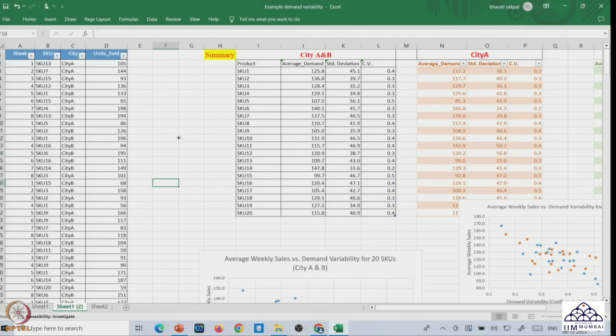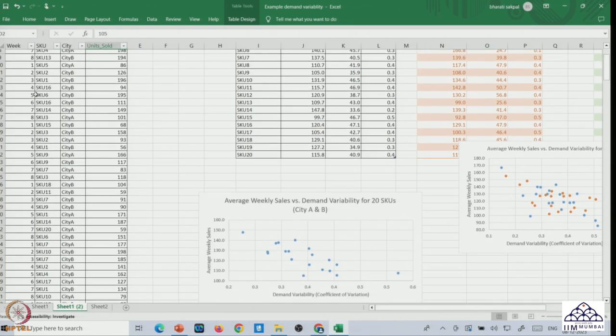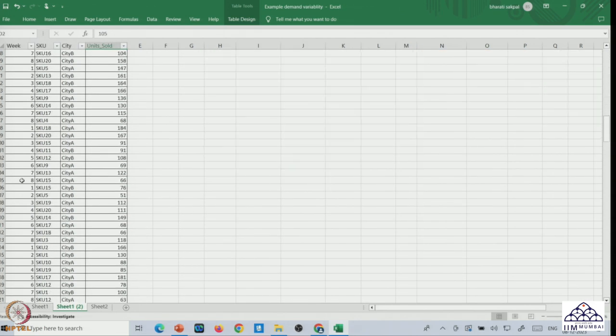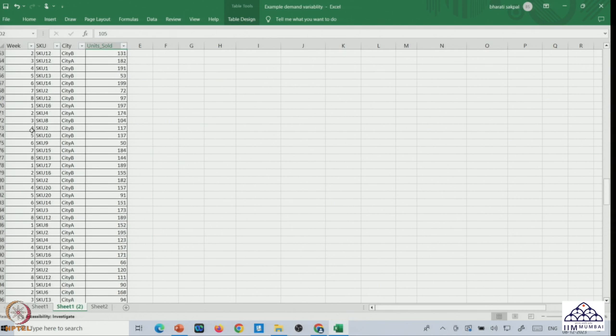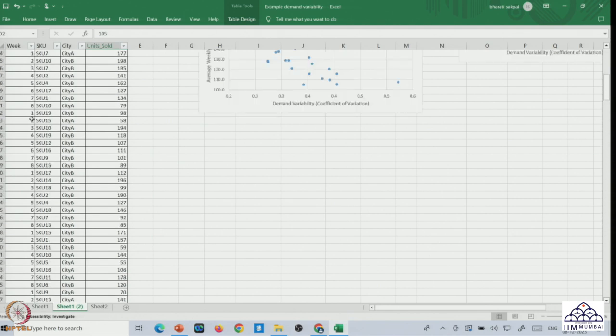As you can see from this Excel sheet, this is your raw data, and as you can see from here, this is the data for the first 8 weeks, and it indicates which SKU is used in which city and what is the volume of that particular SKU. The same exercise is done for the last 8 weeks, and you can see there is a huge amount of data corresponding to both the cities for the last 8 weeks. So we have been given this information about the available data.